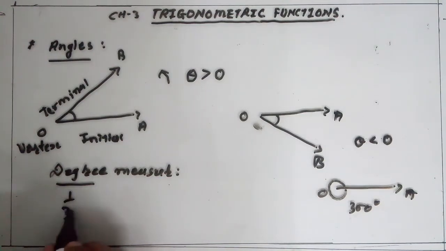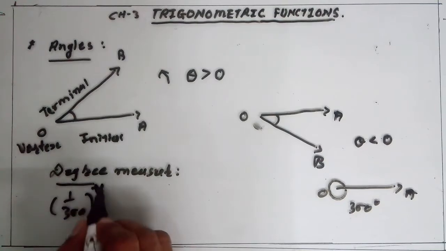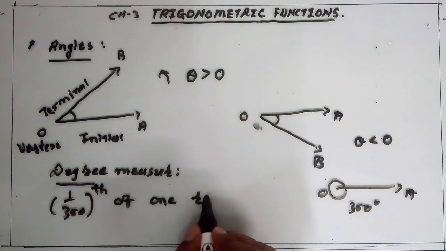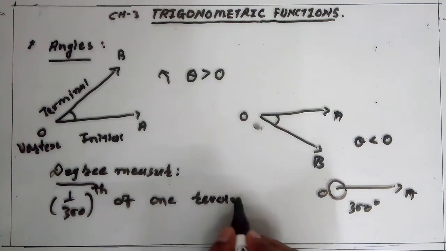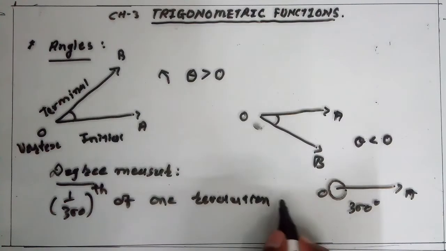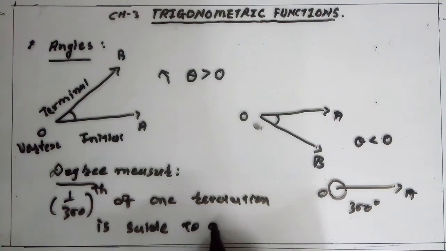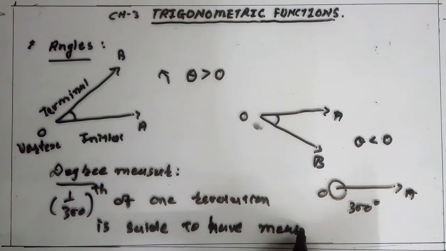So 1 by 360 of one revolution is said to have measure 1 degree, and is denoted by this symbol, 1 degree. Clear this?